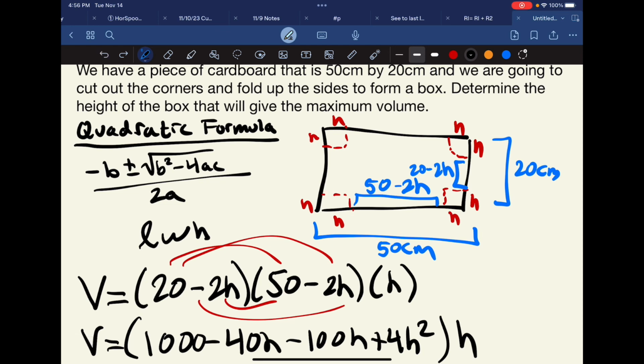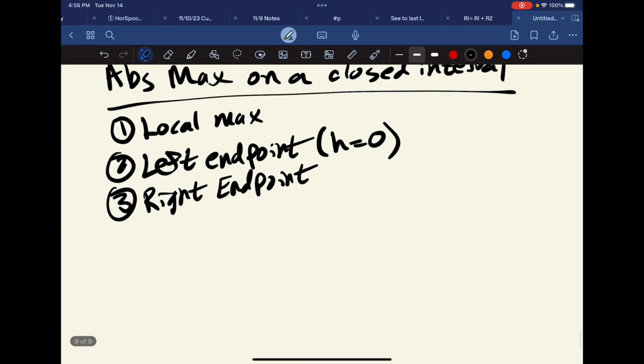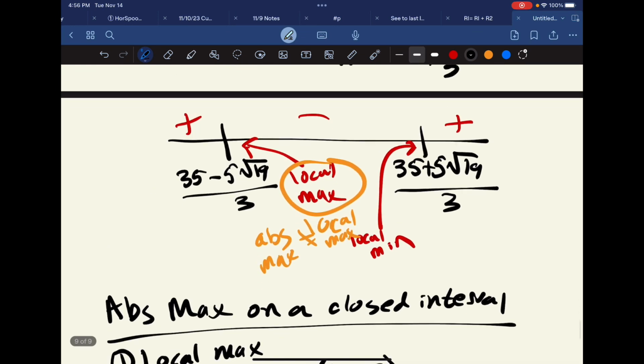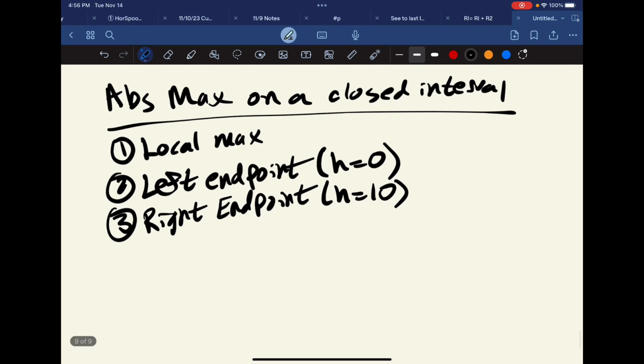And so we have to look at this 20 minus 2h, because if our h is 10, then we completely eat up this whole side and we don't have a box. So our right endpoint is going to be 10, our left endpoint is going to be 0, and we're going to have our local max. So we can actually test all three of these points.